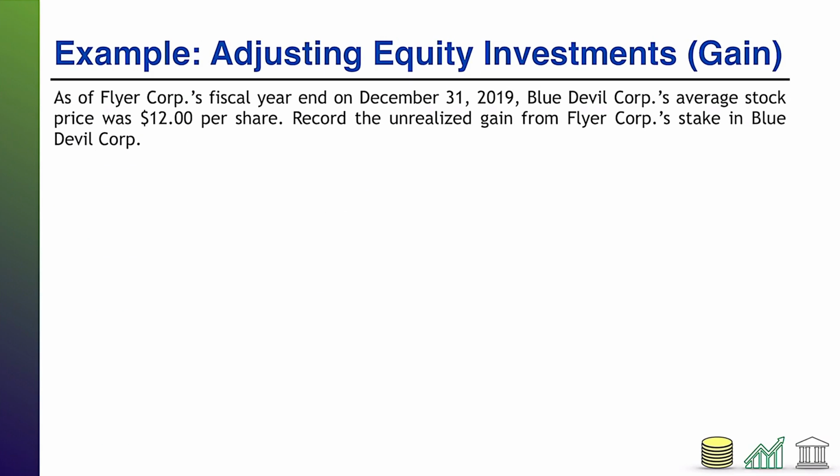Let's now fast forward to the end of the next fiscal year. And let's see what happens when the value goes up instead. So now we're at December 31, 2019. The average stock price of that investment is $12 per share.